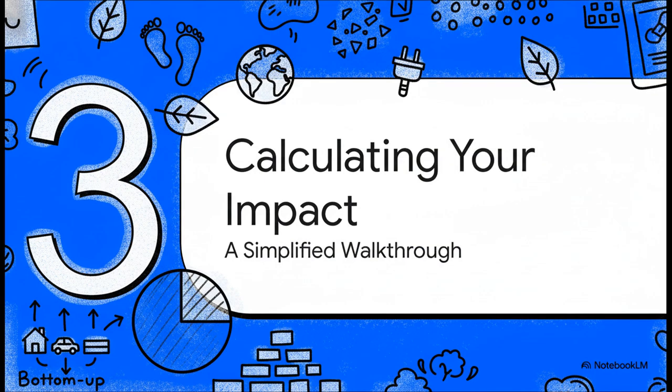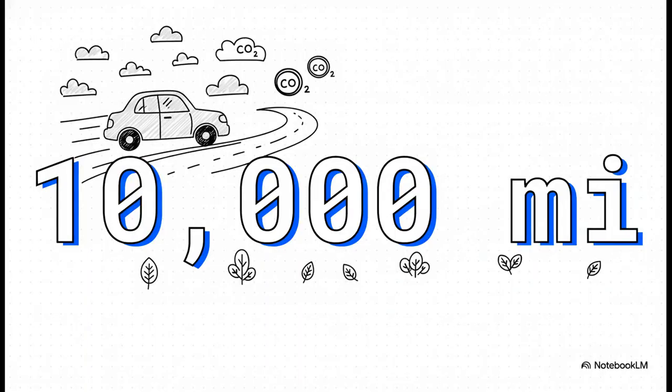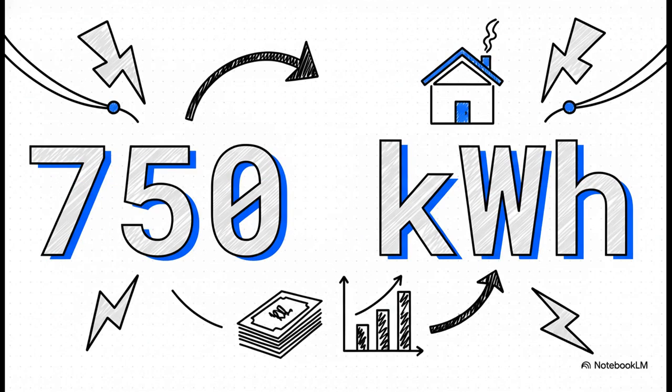I know that might sound a little abstract, so let's make it real. We're going to do a super simplified walkthrough using that bottom-up logic just to see how it all clicks together. Let's start with something most of us do, driving. We'll say for our example that you drive about 10,000 miles a year. That's piece of data number one. Next up, let's peek at an energy bill. Let's imagine your household uses, on average, 750 kilowatt hours of electricity every month. Okay, that's data point number two.